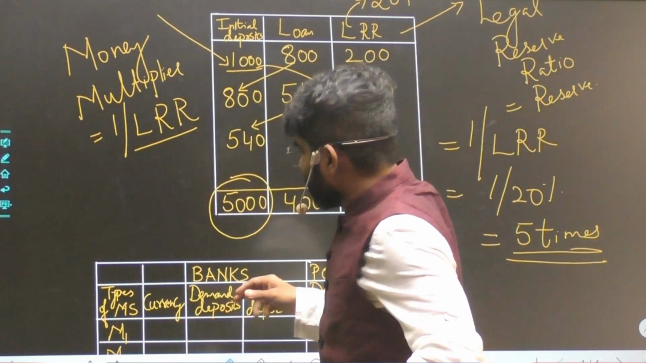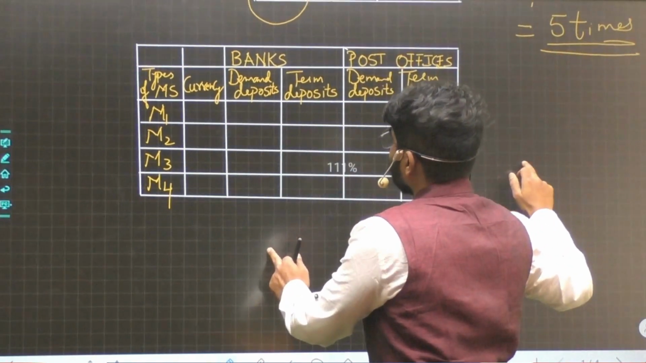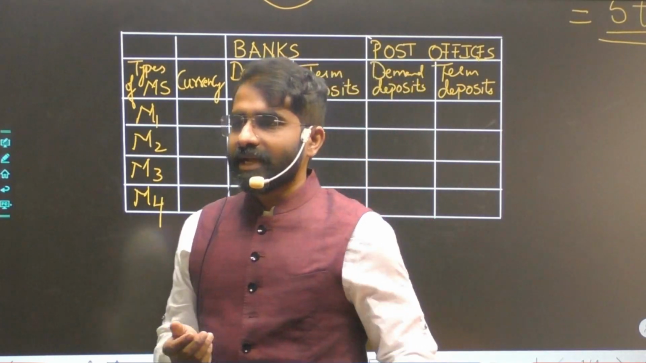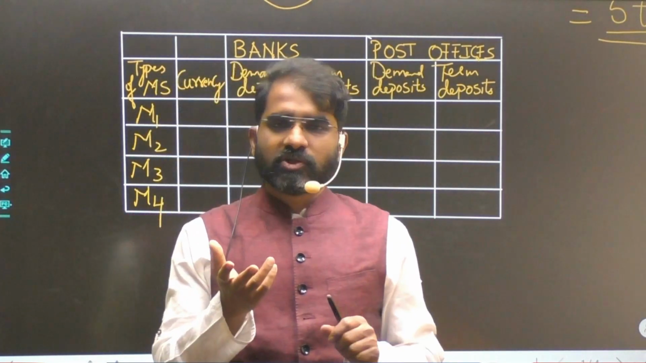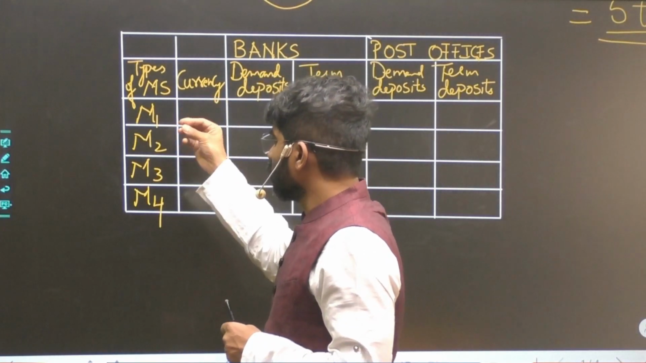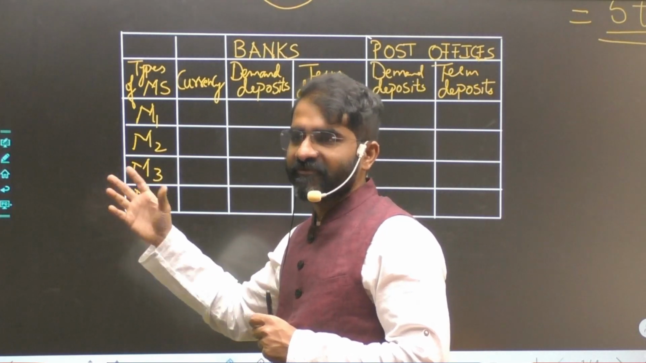Now we'll try to understand the different ways of money supply, the types of money supply. When I use the word money supply, RBI uses different measures to measure the money supply. What I have written here is M1, M2, M3 and M4.